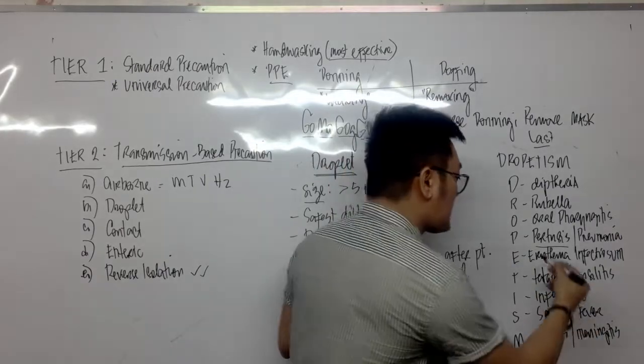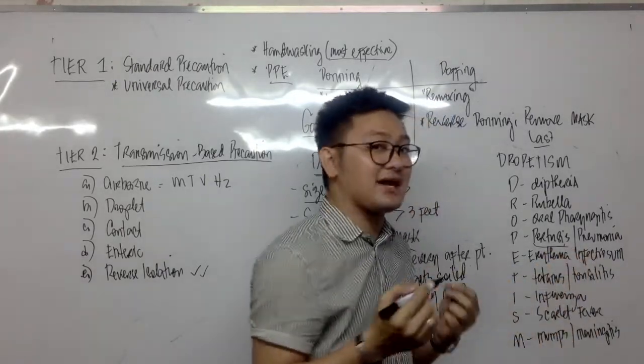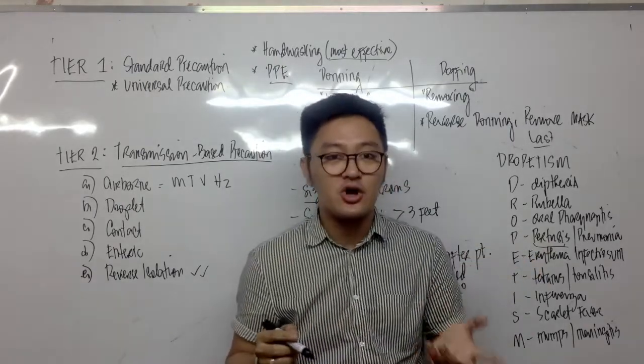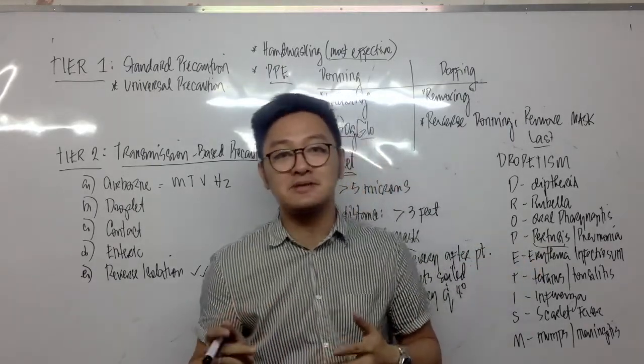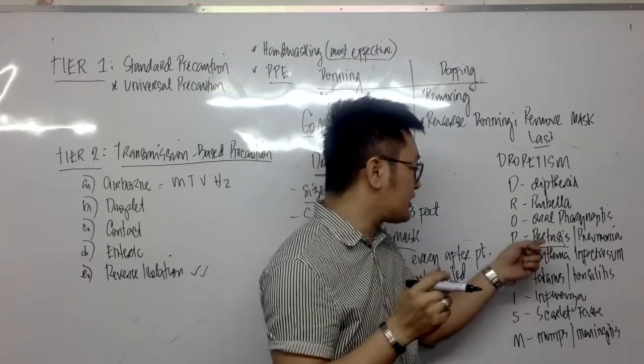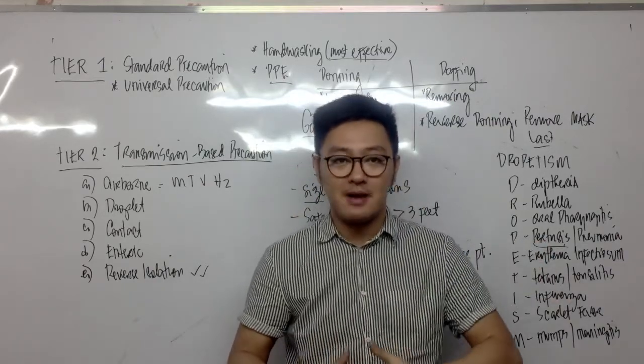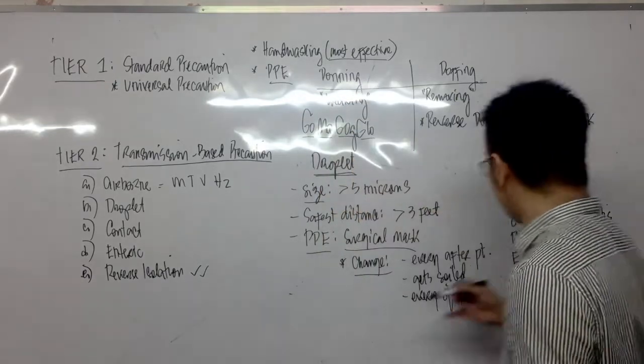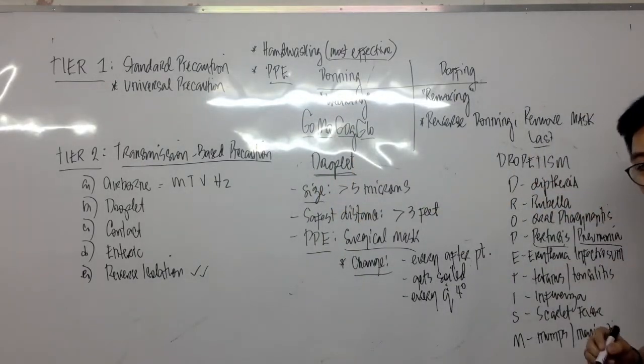What do you think is a possible complication or problem that may arise during a pertussis attack? Answer, hernia. That is why one of the most important nursing responsibilities during a pertussis attack is to put some abdominal support to prevent a complication called hernia. Okay? Next is pneumonia.